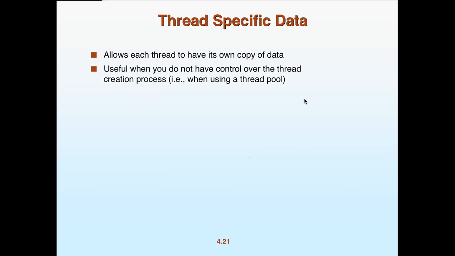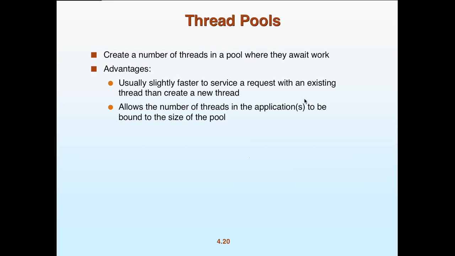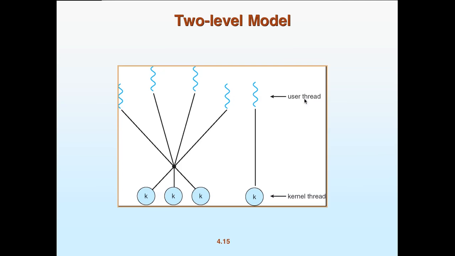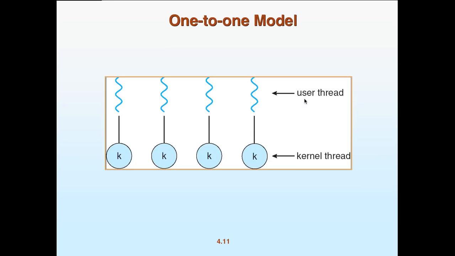So, thread-specific data allows the thread to have its own copy of the data instead of sharing. And if we go back to this little picture I had over here of all the threads, they're all sharing the same data.